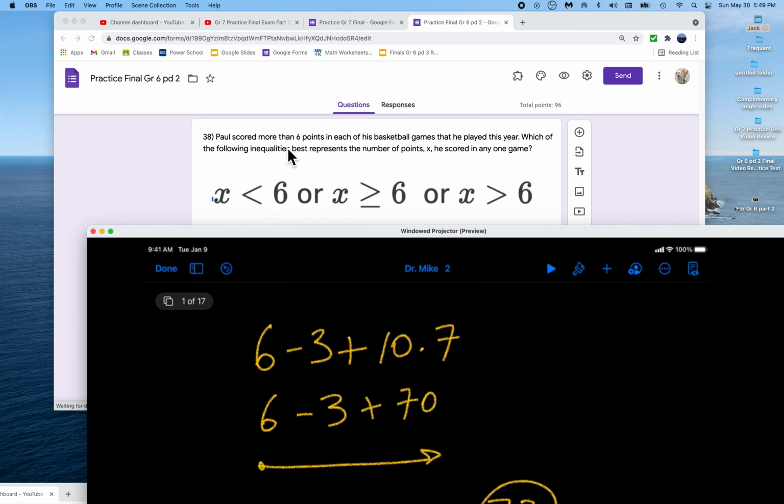Paul scored more than 6 points in each of his basketball games. Which of the following best represents the number of points that he scored in any one game? Okay, notice it says more than 6. Not more than or equal to 6. More than 6. So it has to be this one. Can't be greater than or equal.